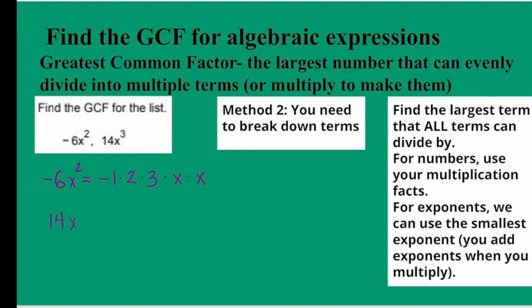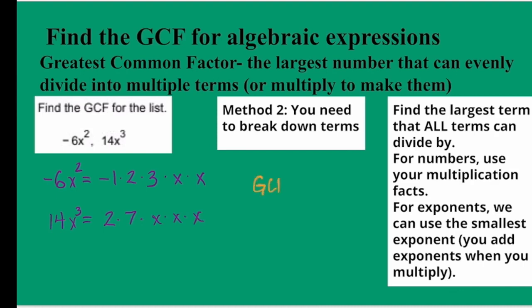For 14x to the third, 14 I can write as 2 times 7. Those are both simplified. I cannot divide any of those further. And x to the third is x times x times x.